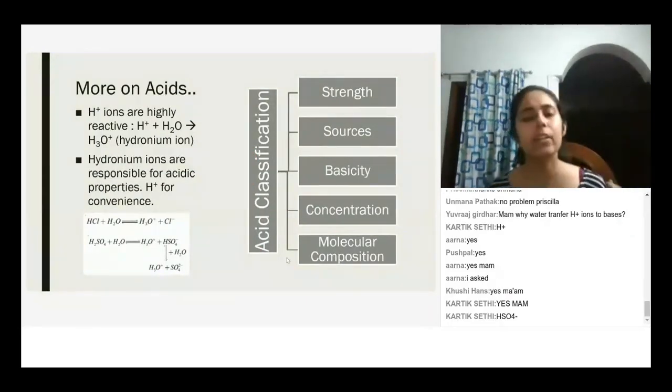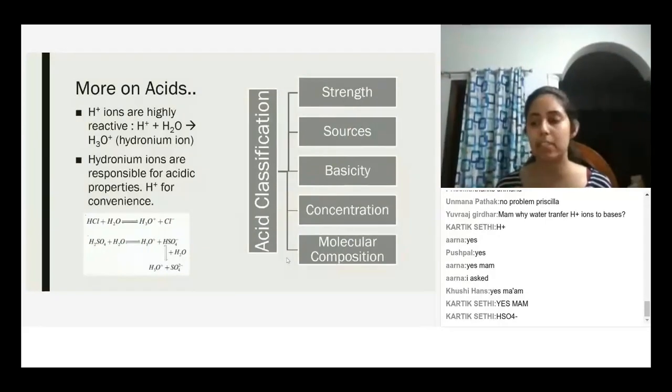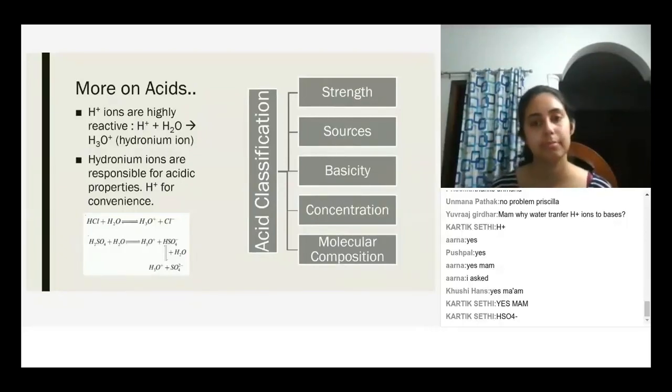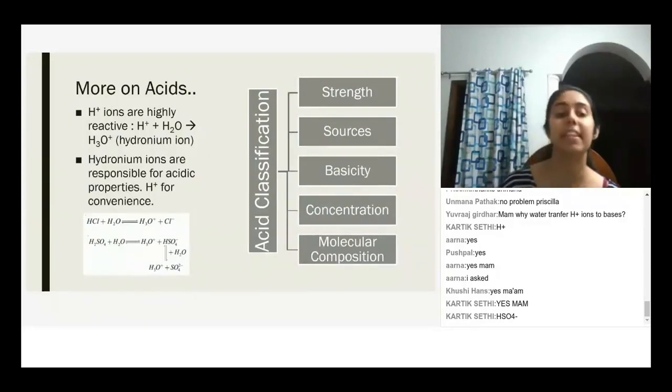Okay, so now acids are classified based on some things. Do you guys know what classification means? What is the meaning of classification? Dividing because of some traits, some similar grouping things. What is it, Unmana? Grouping things. Yes, grouping things. Very good.